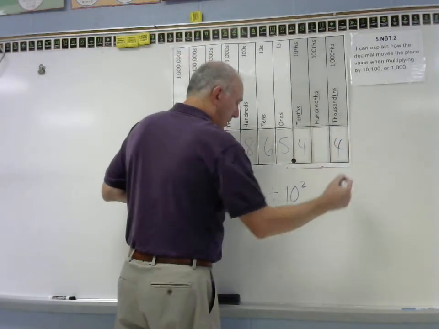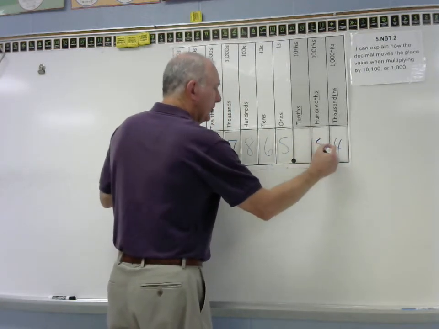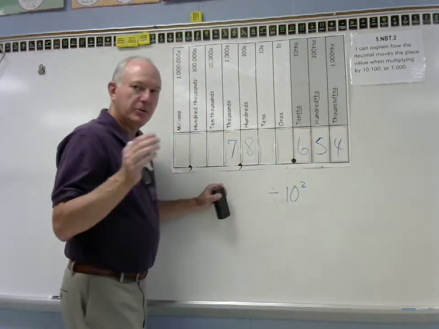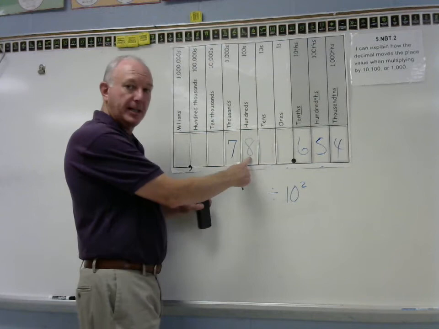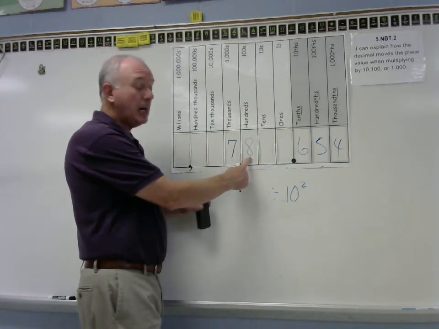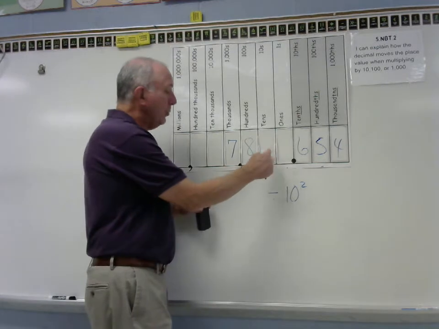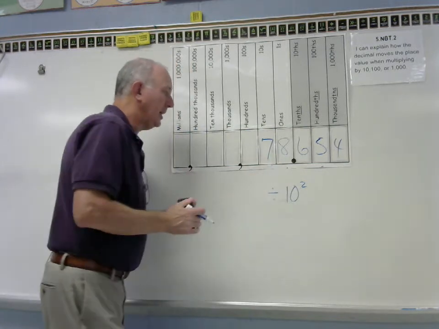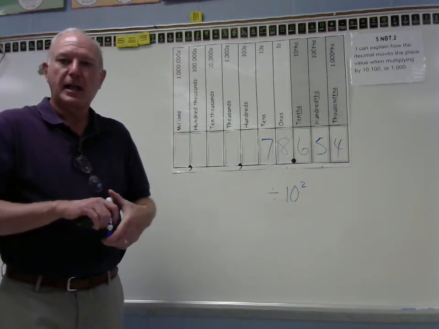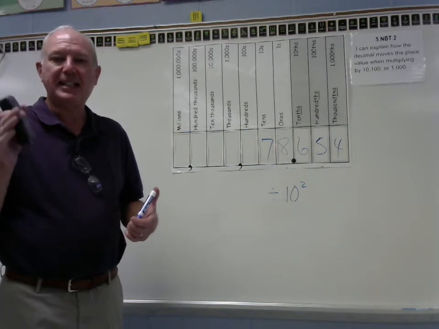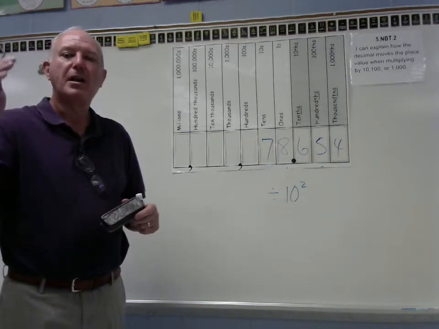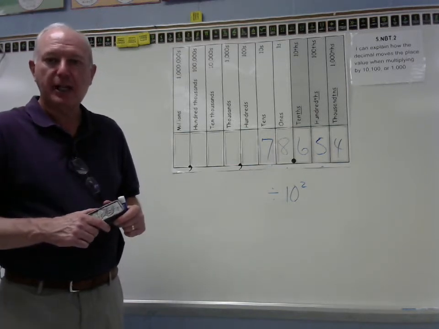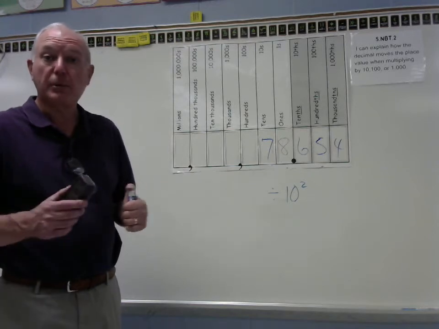The 4 moves here. The 5 moves here. The 6 moves here. And keep in mind, when you move 2 places, don't count your starting spot as a place. It's not. Okay, don't do that. It's a common mistake. You're starting here, and then 1, 2 to here. And then move this. So what you get is 78 and 654 thousandths after you divide. Okay? It's really that simple.